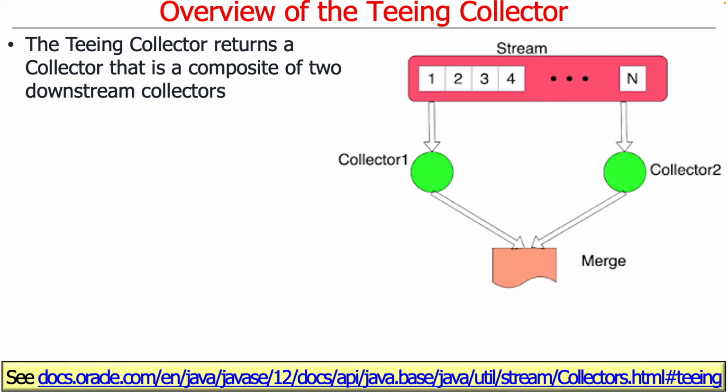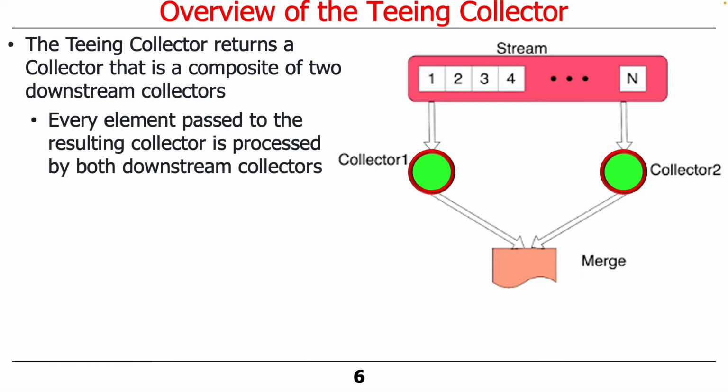So the teeing collector is a collector that returns a collector that's a composite of two so-called downstream collectors. So what the heck does that mean? That means that you've got a stream with some values in it, and you give it two collectors, and every element in the stream is passed to both collectors, and they do stuff to the elements, whatever they're going to be doing. There's filtering and mapping and so on that you can do.